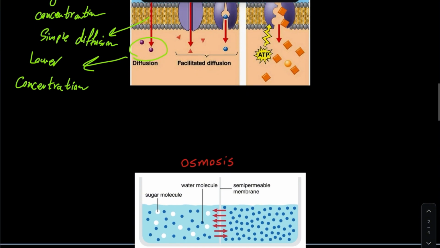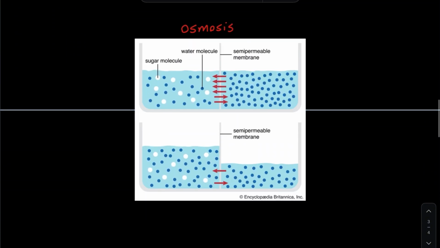A special type of diffusion is osmosis, the diffusion of water across a selectively permeable membrane. Water moves from a region with lower solute concentration to a region with higher solute concentration, either directly through the membrane or through specialized proteins called aquaporins.